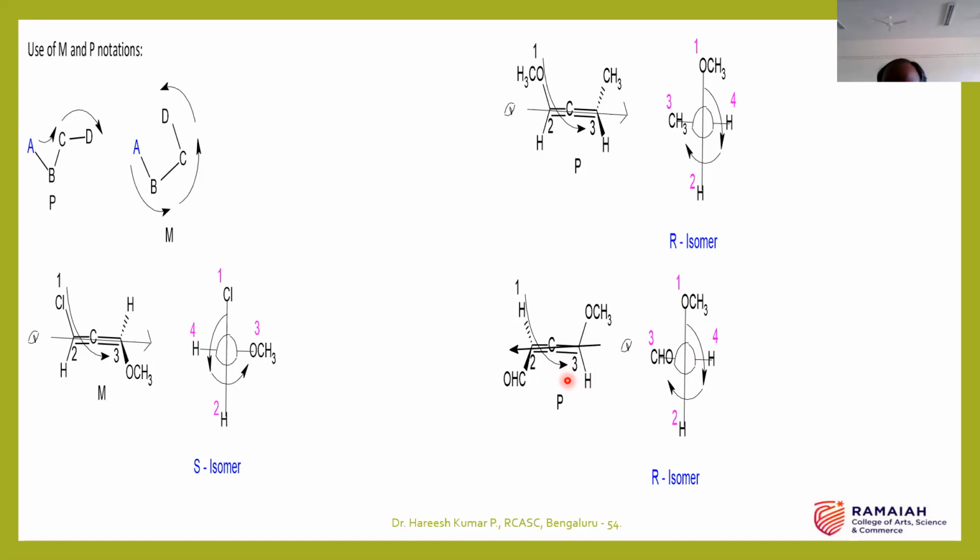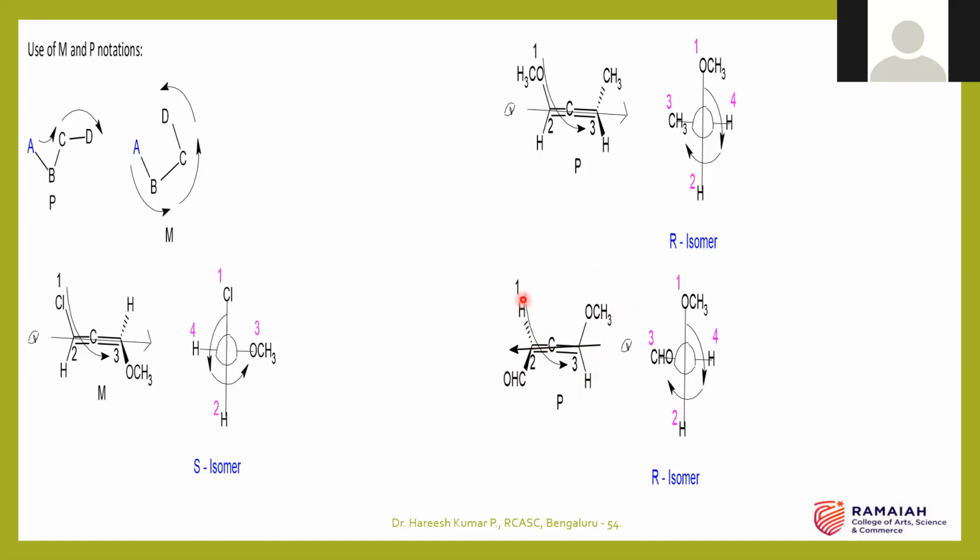Okay. So then, right. Here the numbering: you should start from this oxygen, 1, 2 and then 3. So that is the reason this is a clockwise direction.